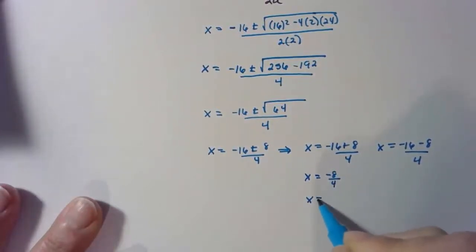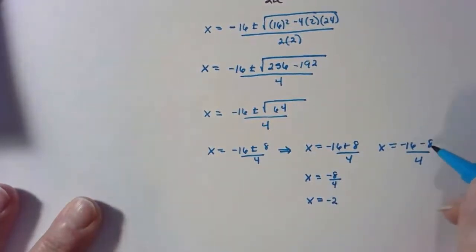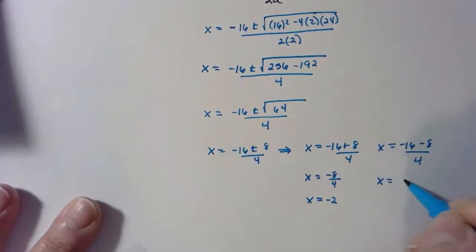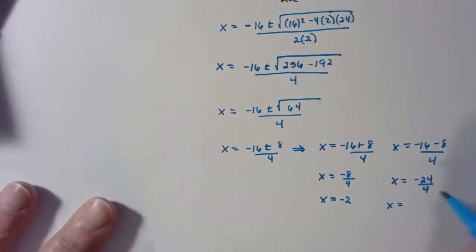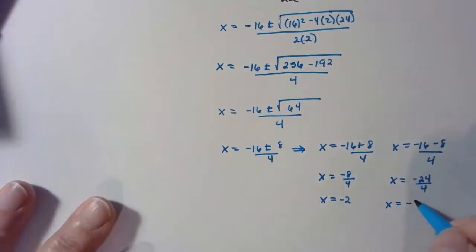So we get x is negative 8 divided by 4 is negative 2. And over here we get a negative 16 minus 8. That's going to give us a negative 24 divided by 4. And if we simplify this further, negative 24 divided by 4 is going to give us a negative 6.